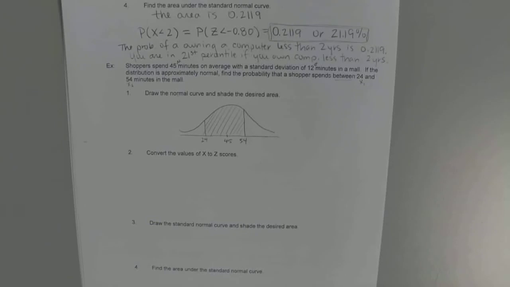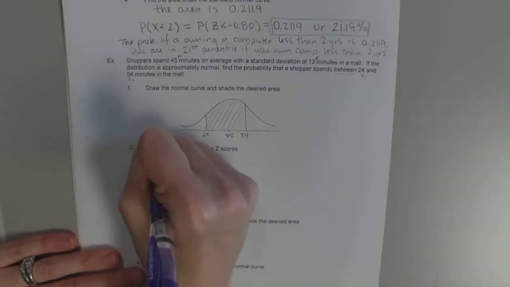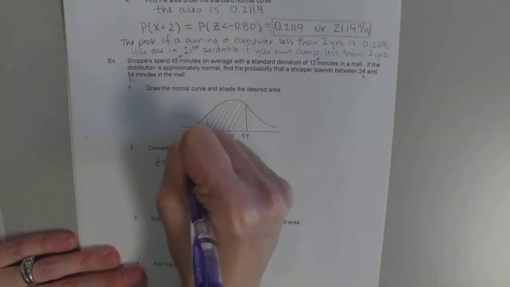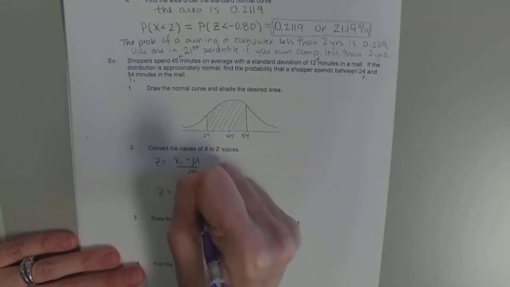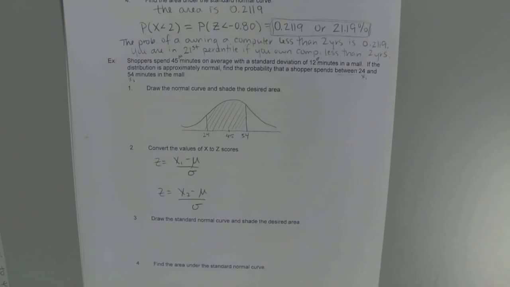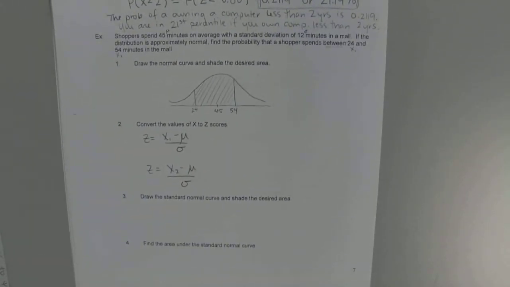All right, does this chart tell us how long people have been at the mall? No. So what we're going to do is change our everyday x values to z values so we can use our chart, okay? So we're going to do it for the first one. So let's do z equals x1 minus mu over sigma. And we'll do z equals x2 minus mu over sigma. So we'll just do it twice. Notice it's the exact same formula. It's just that our x values are going to change.